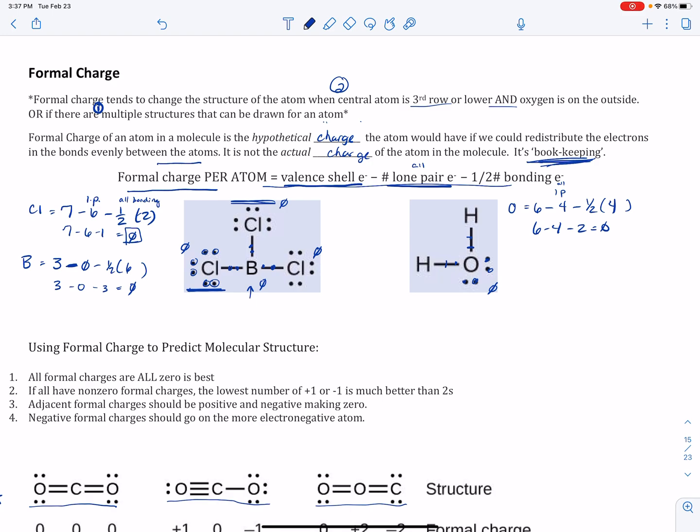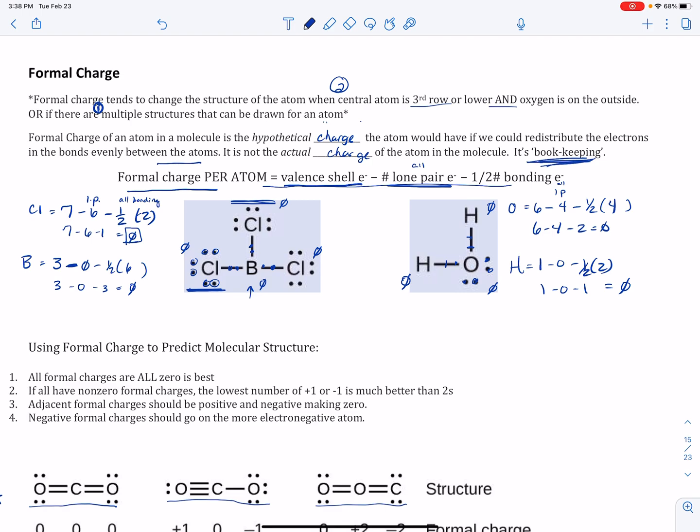Notice that the hydrogens are actually the same. And here's a little hint. You rarely have to do formal charge for hydrogen because hydrogens don't have lone pairs and they only have one bond. So hydrogen's valence is 1 minus 0 lone pairs minus half times 2 bonding electrons, which gives us 1 minus 0 minus 1, which gives us 0. And I would expect all the hydrogens that you deal with to be 0.